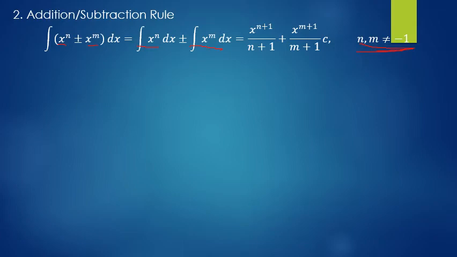So we can apply the power rule to this one here, and we will get this, and then apply the power rule to this one, and we also get this. So we get x to the power n plus 1 all over n plus 1, and then plus or minus x to the power m plus 1 all over m plus 1, and then this is plus c. Okay, let's have some examples.